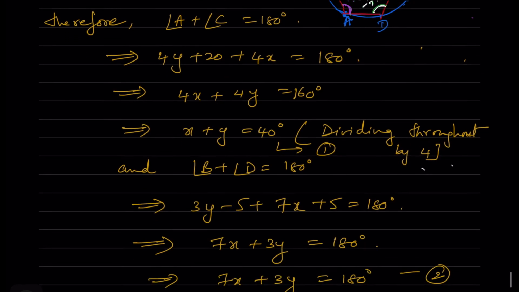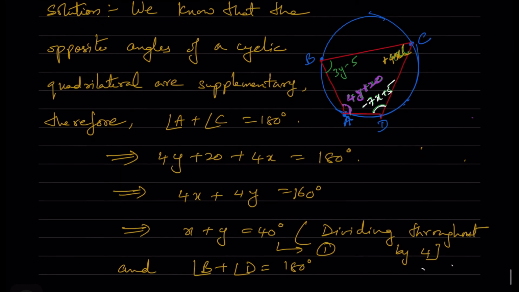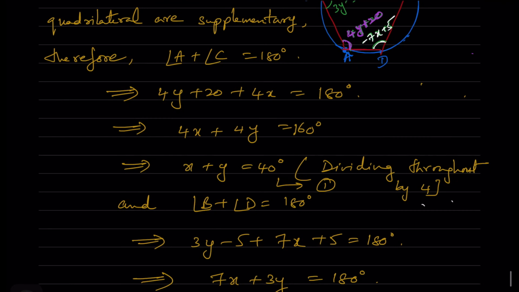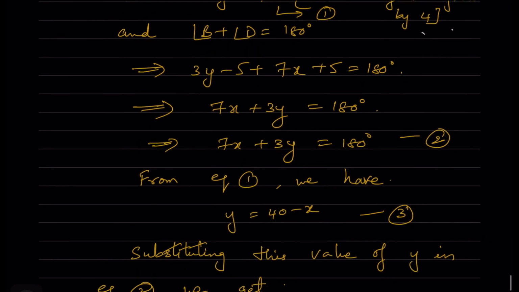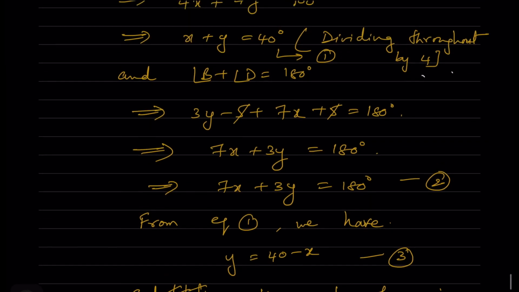The second equation, you are having angle B plus angle D is equal to 180. So angle B is 3y minus 5 and angle D is 7x plus 5. So therefore here you add 3y minus 5 plus 7x plus 5 is equal to 180 degrees. So 7x plus 3y is equal to 180 degrees, because 5 will get cancelled over here. So therefore you are having 7x plus 3y is equal to 180. Now equation 1 is x plus y is equal to 40, and equation 2 is 7x plus 3y is equal to 180 degrees.